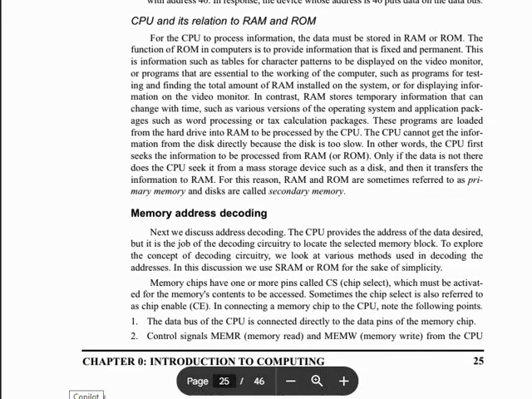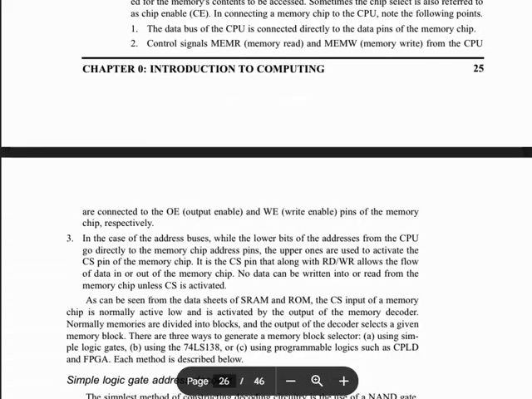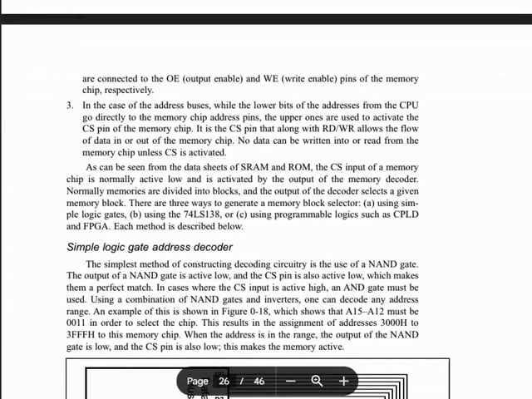Address decoding is the process of determining which device or memory location should respond to a given address on the address bus. How address decoding works: the CPU sends an address on the address bus. The address decoder receives the address and determines which device or memory location it corresponds to. The address decoder sends a signal to the selected device or memory location, indicating that it should respond to the address. There are different types of address decoding: linear address decoding, partial address decoding, and full address decoding.